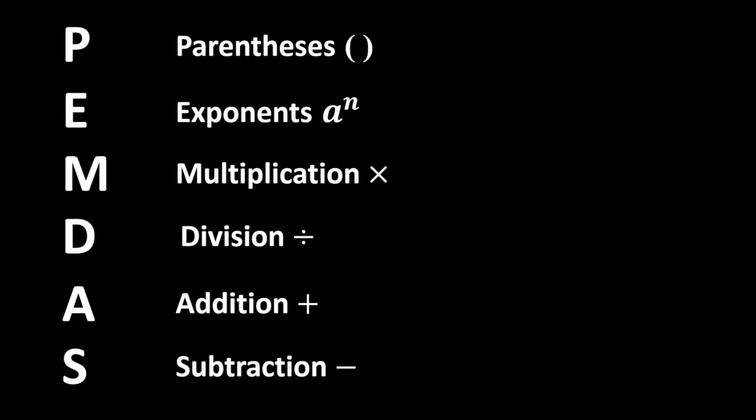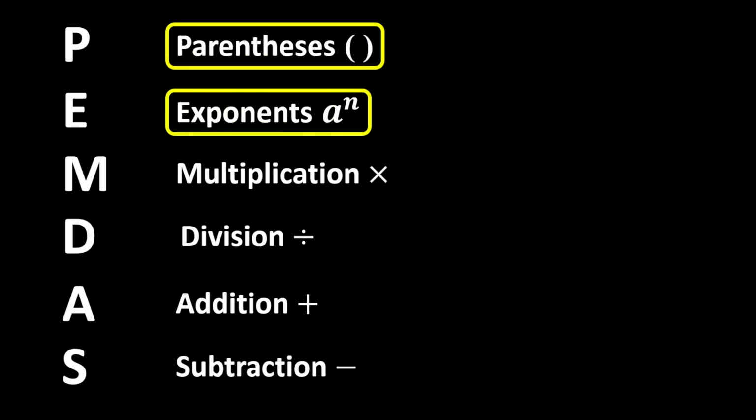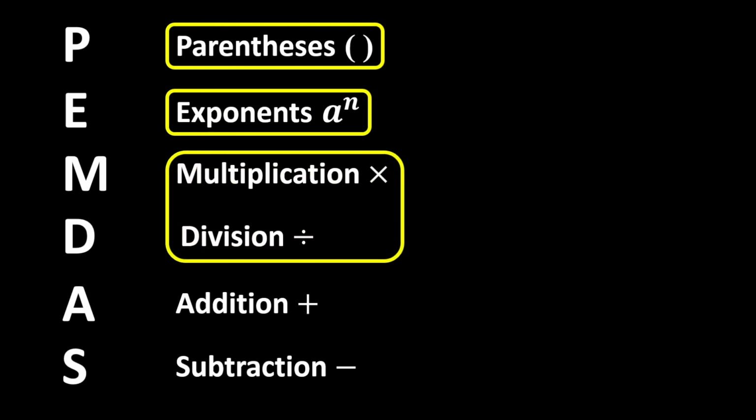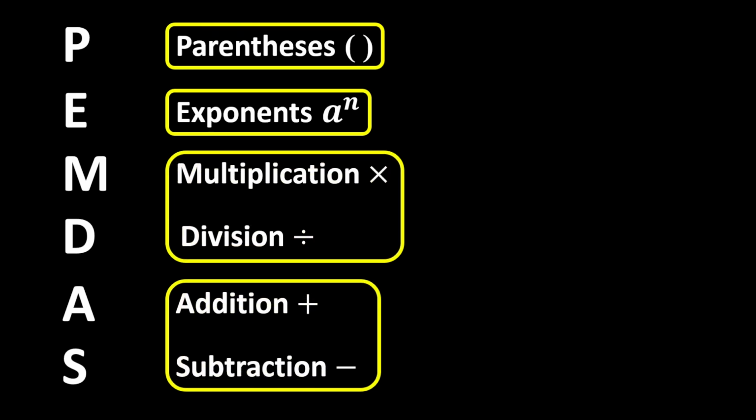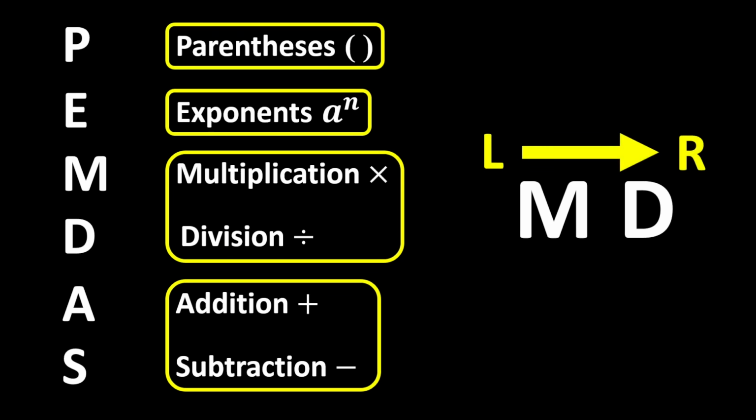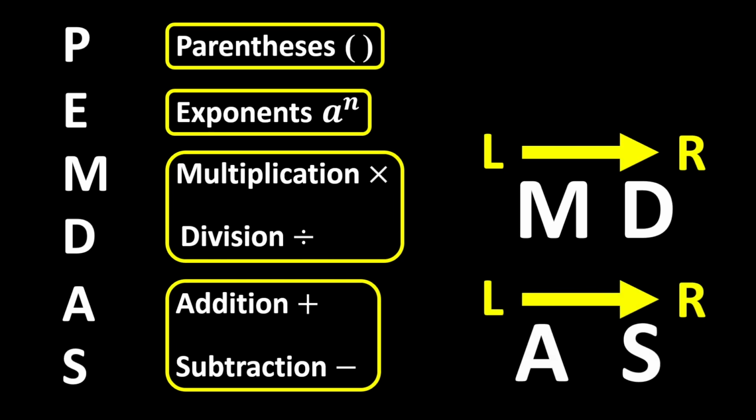According to PEMDAS, in every mathematical expression, we first solve the parentheses, then the exponents, then multiplication and division, and finally, addition and subtraction. Keep in mind that multiplication and division have equal priority. Therefore, in any expression that contains both multiplication and division, we move from left to right and perform whichever operation appears first. Then we perform the remaining operation. This same rule also applies to addition and subtraction.